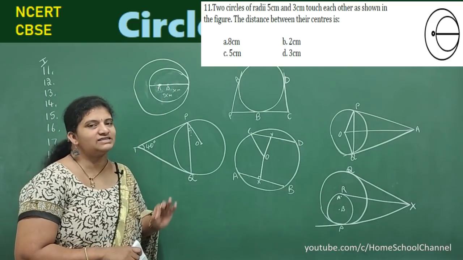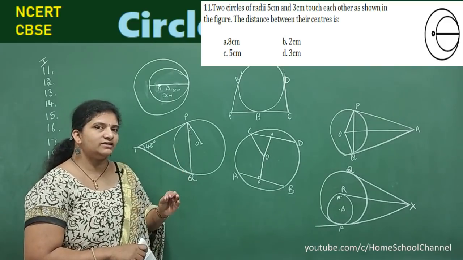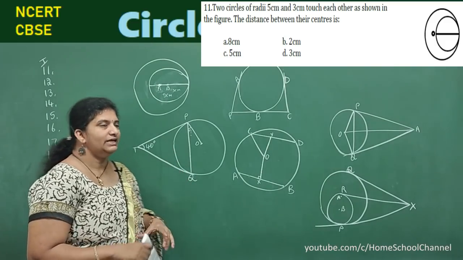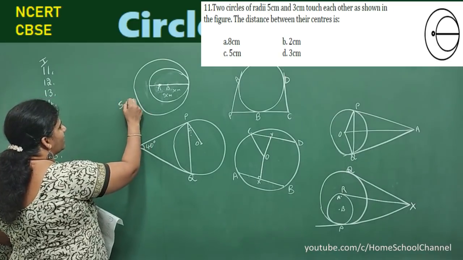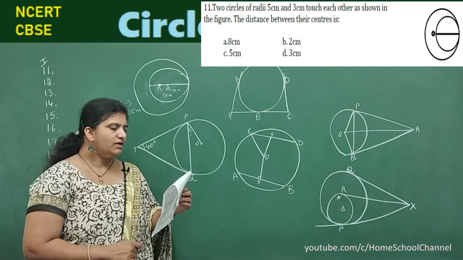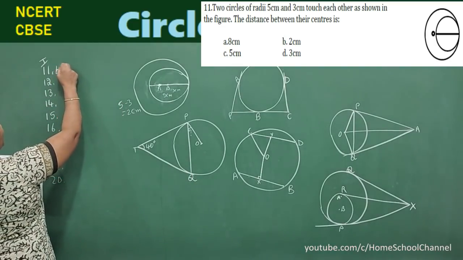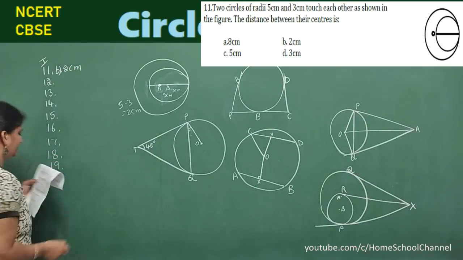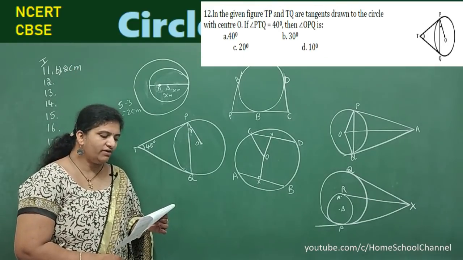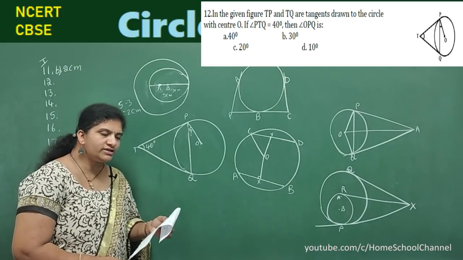So, when they ask problems like this, directly subtract the radius of the small circle from the radius of the big circle. That is 5 minus 3. 2 centimeters is the answer. Check your answer here. That is your B option. Option B, 2 centimeters.